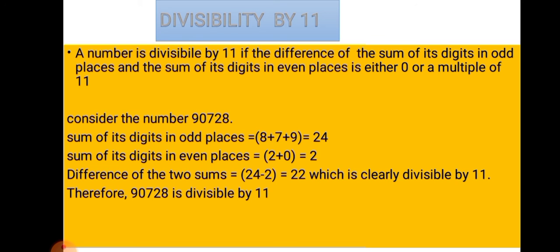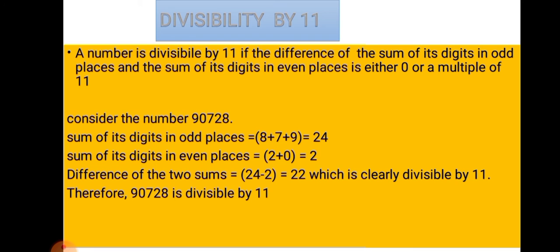See for example 90,728. Here the sum of its digits in odd places, 8, 7, 9, which are the 1st, 3rd and 5th places, we get 24. Next, the sum of its digits in even places, 2 plus 0, we get 2. The difference of the two sums is 24 minus 2, we get 22, which is clearly divisible by 11. Therefore the given number is divisible by 11.